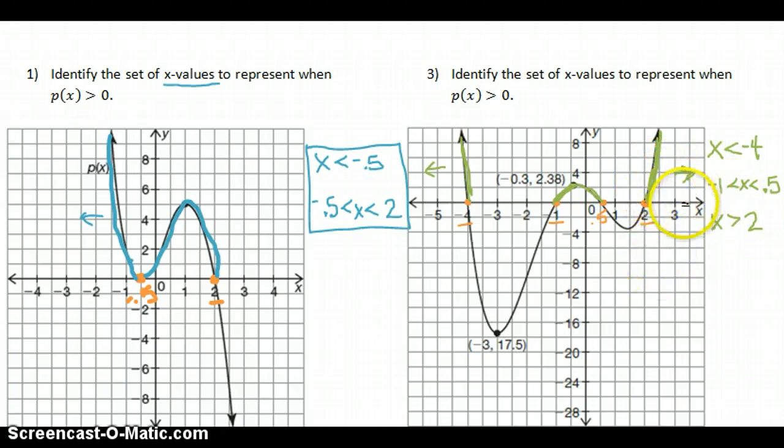So these are two examples of solving polynomial inequalities when you're trying to figure out if they're greater than 0. If you have any questions, please stop in. This is similar to what you were asked to do on your 5.1 homework assignment.